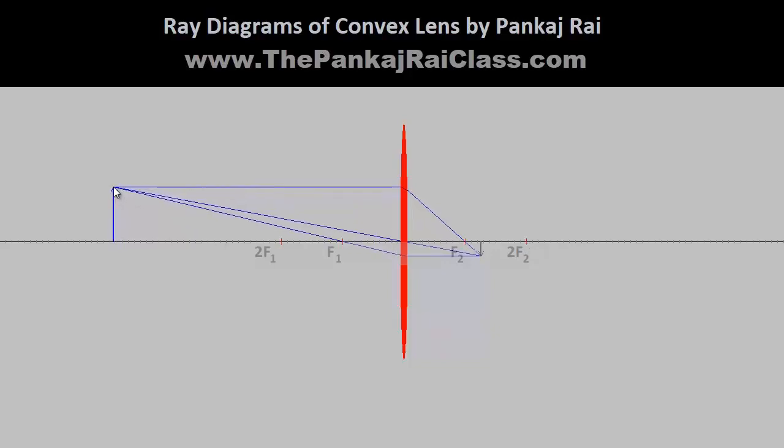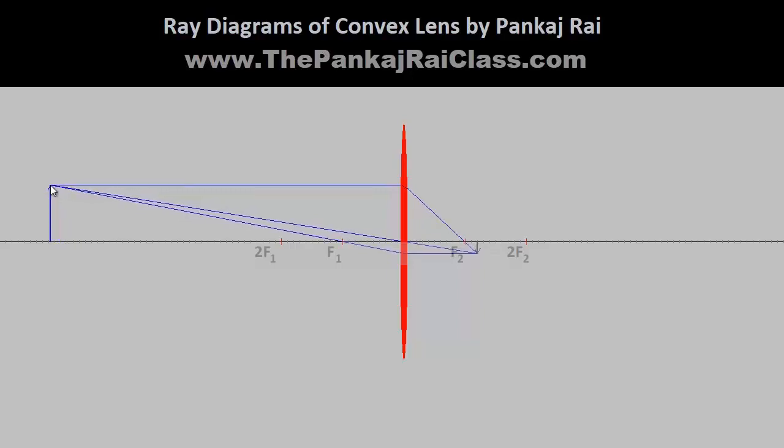And if I keep on moving the object beyond 2f1 and keep on going towards infinity, then this image will keep on approaching towards f2, and it will become smaller and smaller and smaller, and finally it will become point size. Here I can't take the object to infinity because that is impractical, so I'm taking the object as far away. As you can see, the image is approaching towards the focus f2.